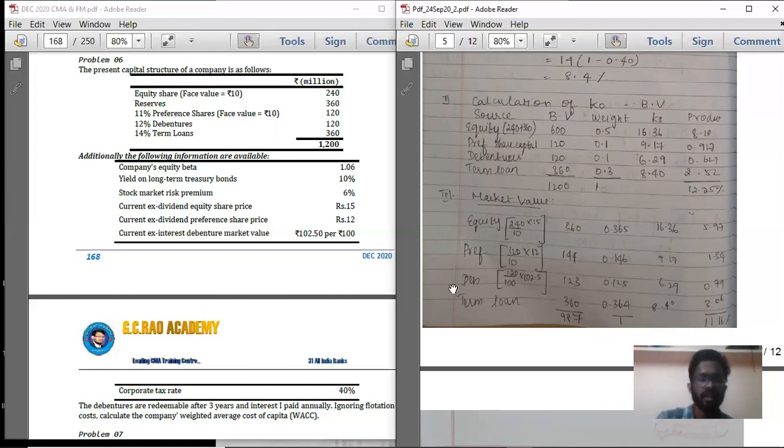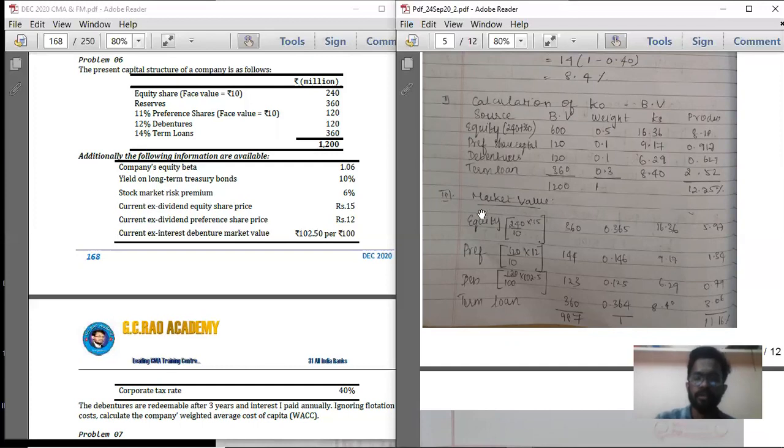We should calculate. See, the ex dividend equity share price is 15. That is the market value price is 15. Total equity value is 240. So 240 divided by 10 into 15 is the market value of equity. When you are calculating market value, it forms part of reserves. See, you should remember this. When you are calculating book value, you should add both equity and reserves. And when you are calculating market value, equity and reserves put together is always shown as market value of equity.